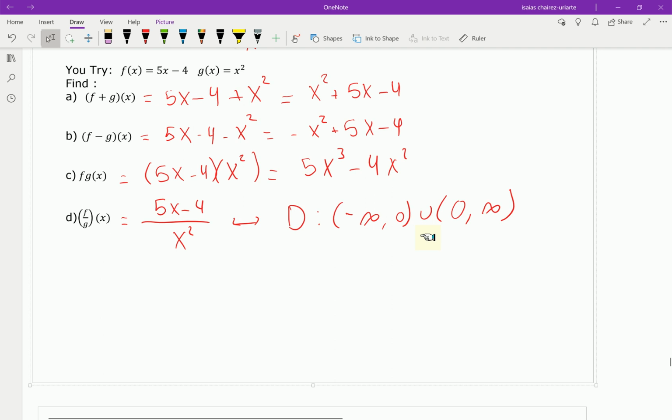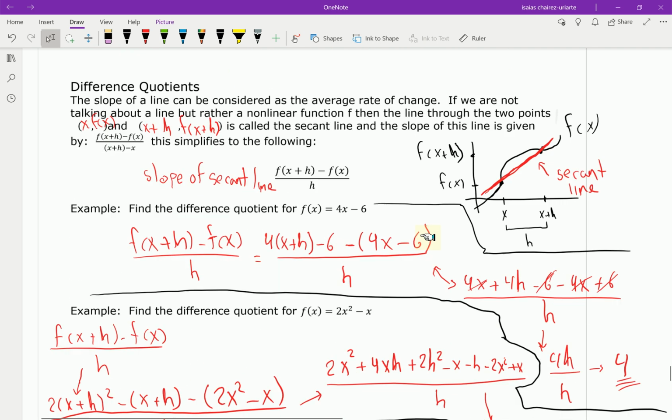All right. So hopefully that is relatively straightforward, these operations with functions. Just make sure that whenever you're dealing with division, you pay attention to the denominator. All right, difference quotients.